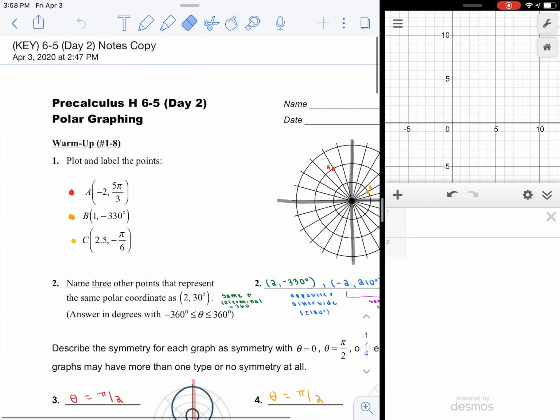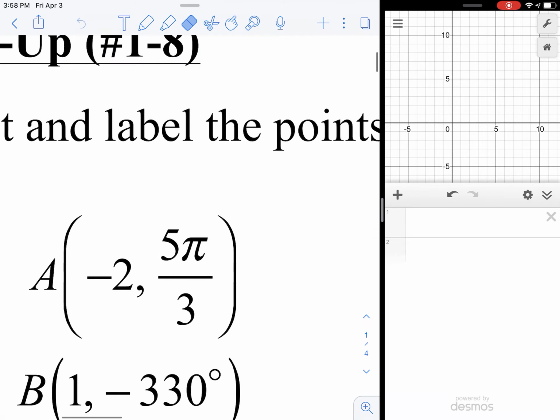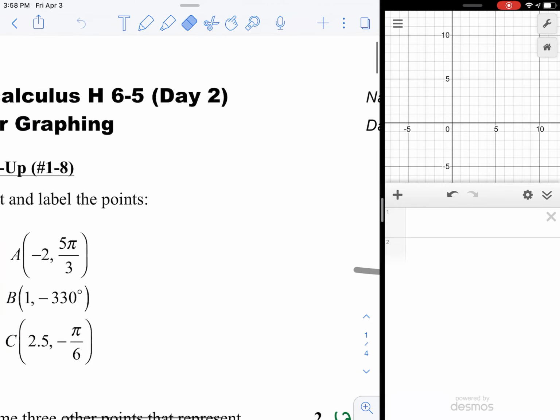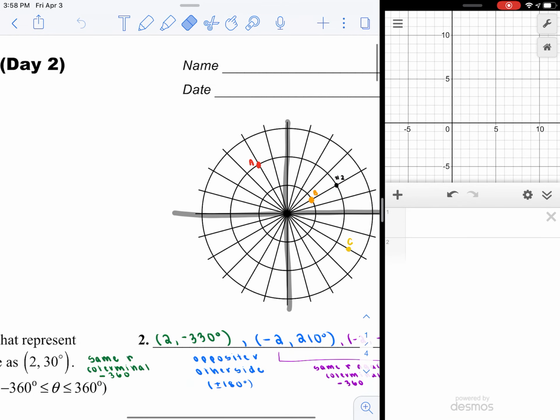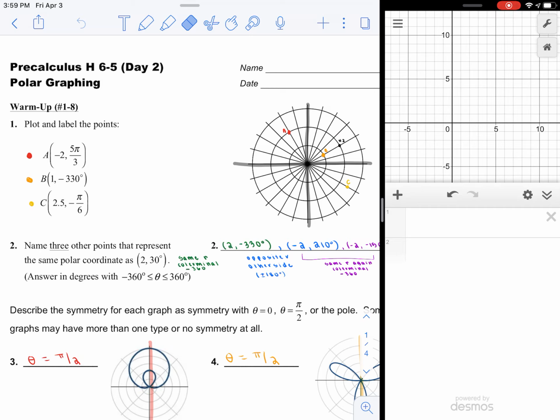Welcome back! So for the warm-up today, you were asked to start off by plotting 3 different points. Please check your answers and let me know if you have any questions. Remember that a negative r value means you go to the angle on the opposite side of 5 pi over 3, which in this case would be 2 pi over 3, and then you would go out that distance of 2 units.